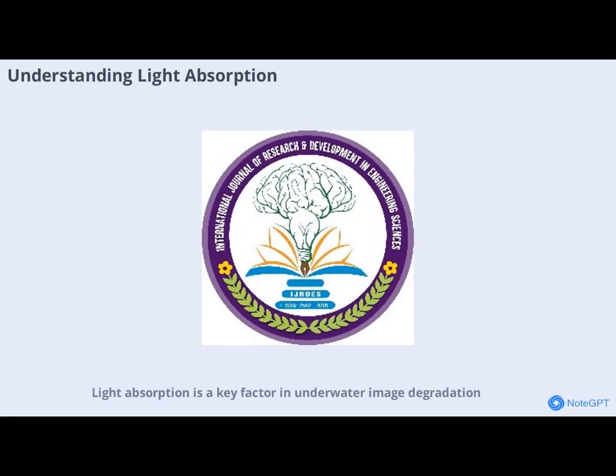Light absorption is a key factor in underwater image degradation. As light travels through water, longer wavelengths like red are absorbed first, typically within the first 5 meters. Blue and green wavelengths penetrate deeper, which is why underwater images often have a bluish or greenish hue. Suspended particles such as sand, minerals, and plankton further scatter and absorb light, causing haziness and reducing image clarity. These physical properties of water make it challenging to capture true-to-life colors and sharp details underwater.